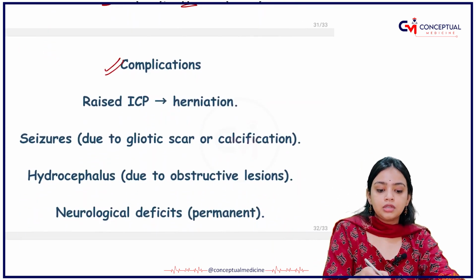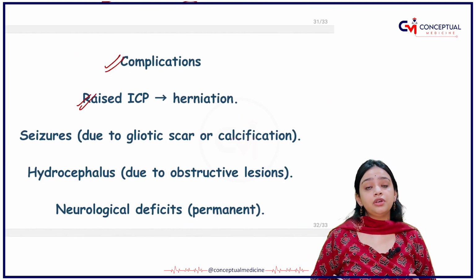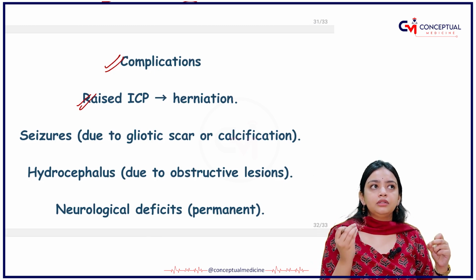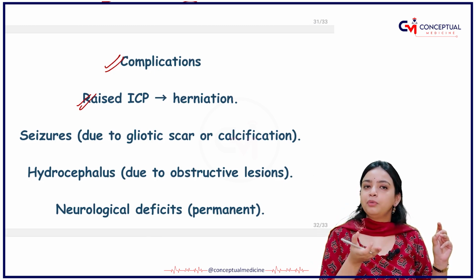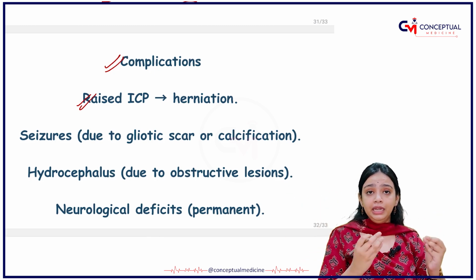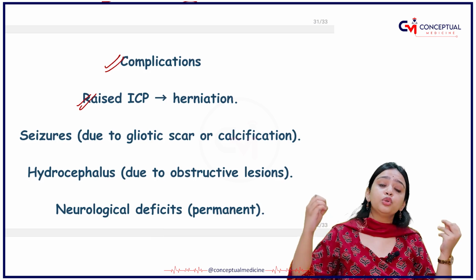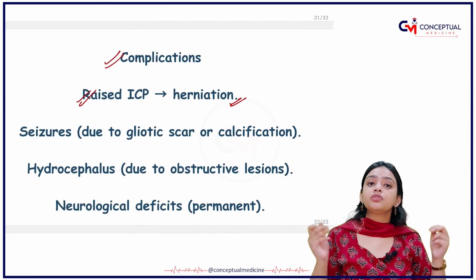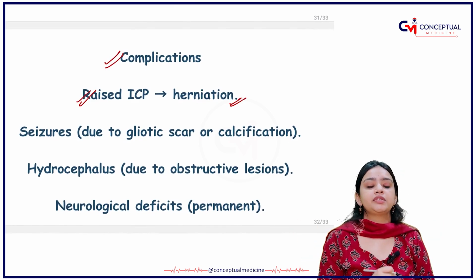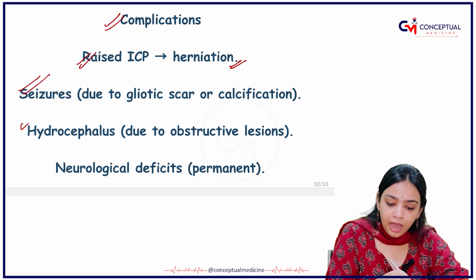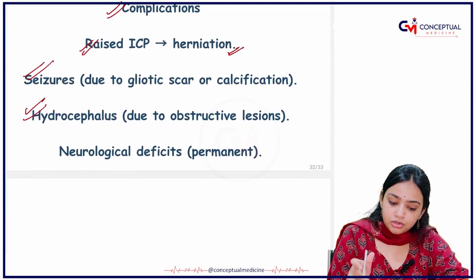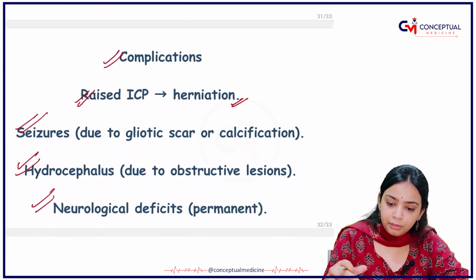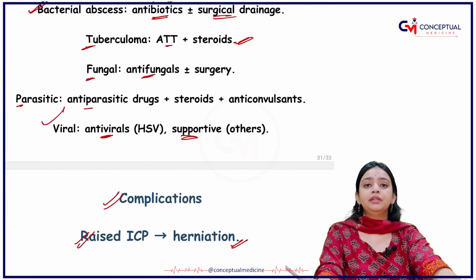What are the complications? If there is raised intracranial pressure, there will be herniation, right? I'll give you an example. If your room has a capacity of, let's say, 4 people and you accumulate 20 people in your room, what happens? 1 or 2 persons will be thrown out of the room, right? Similarly, if there is increased intracranial pressure, there will be herniation as well. There will be seizures, hydrocephalus if there is any obstruction, and neurological deficits, right? So this was all about the chapter of your parenchymal infections.